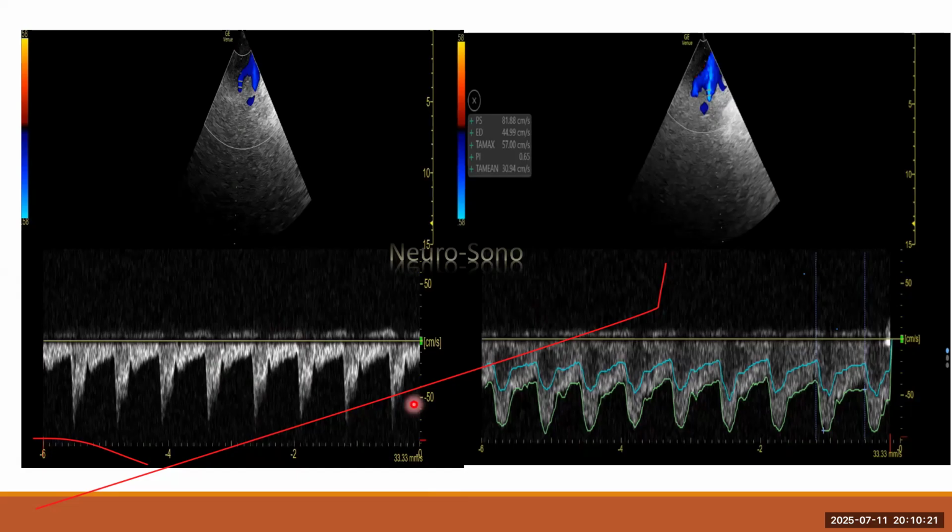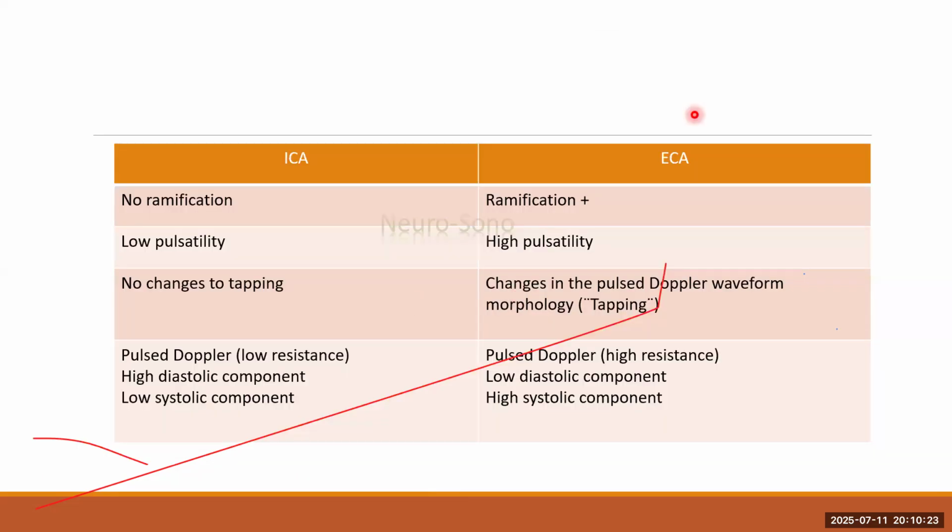This is again to differentiate, how do we differentiate ICA and the ECA on the submandibular view. ICA, as we all know, has no cervical branches, so there will be no ramifications, whereas the ECA has plenty of ramifications. And ICA has low pulsatility, whereas ECA has high pulsatility, as we saw there. And to tapping, or let's say any external manipulations, there are no changes in the ICA waveform, whereas we do find changes to tapping on the external carotid waveforms.